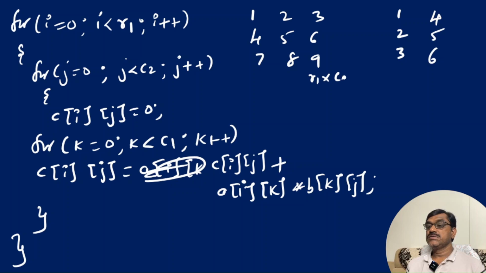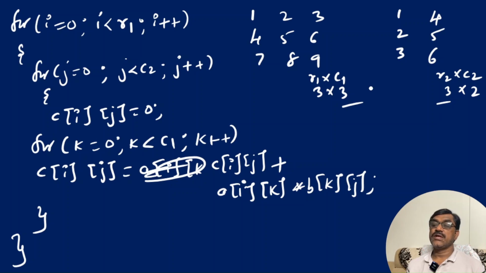We know R1, C1, R2, C2. That means 3 by 3. This is 3 by 2. These are the same. The condition is true, right? Now here, coming from the first for loop, I equals how much? 0. 0 is less than R1. R1 how much? 3. The condition is true.